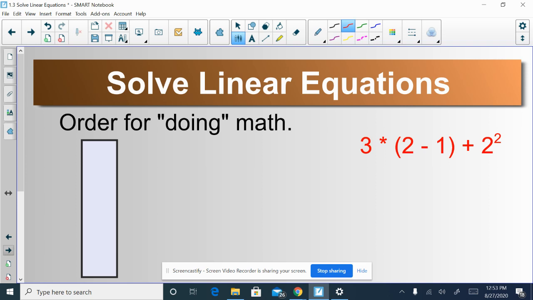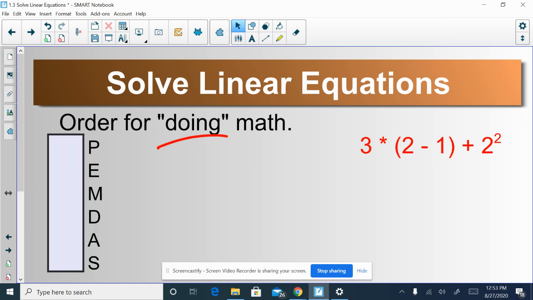Before we do that, let's revisit something that we studied in the past. When we're talking about doing math, we do have an order. That order should be well known to you, and that order is PEMDAS. I do want to make a point that when we talk about PEMDAS, we always have multiplication before division and addition before subtraction because that makes this acronym work.